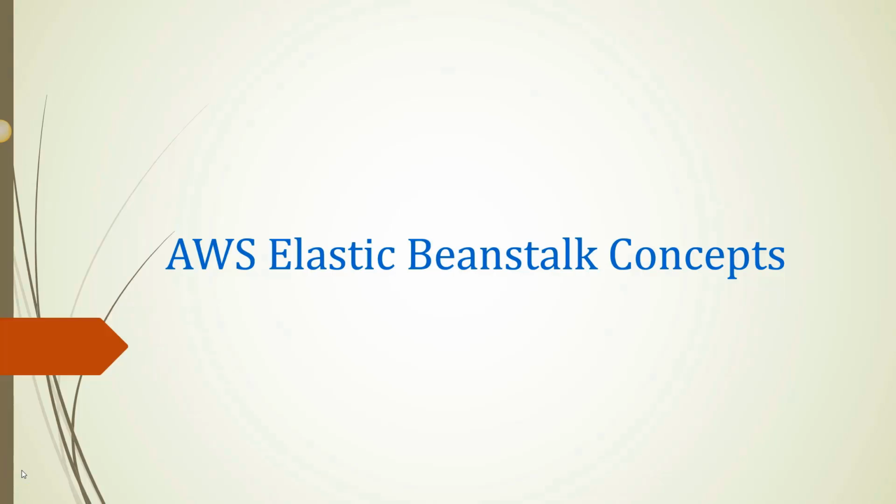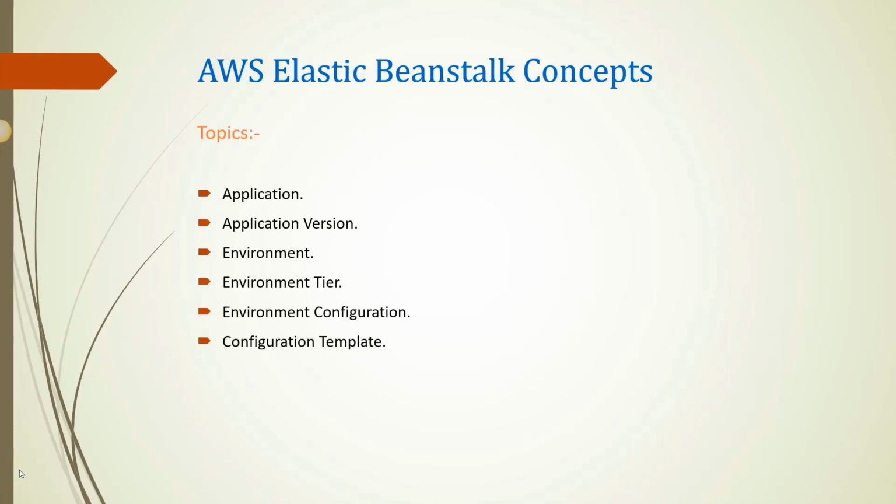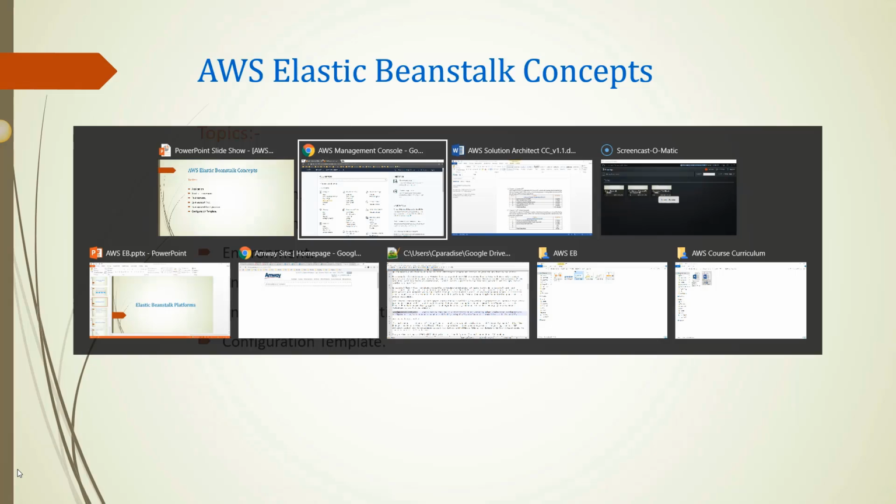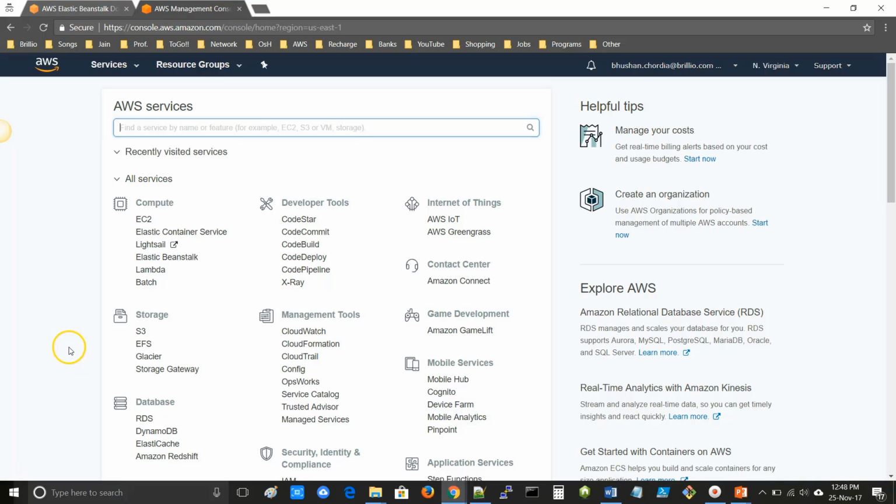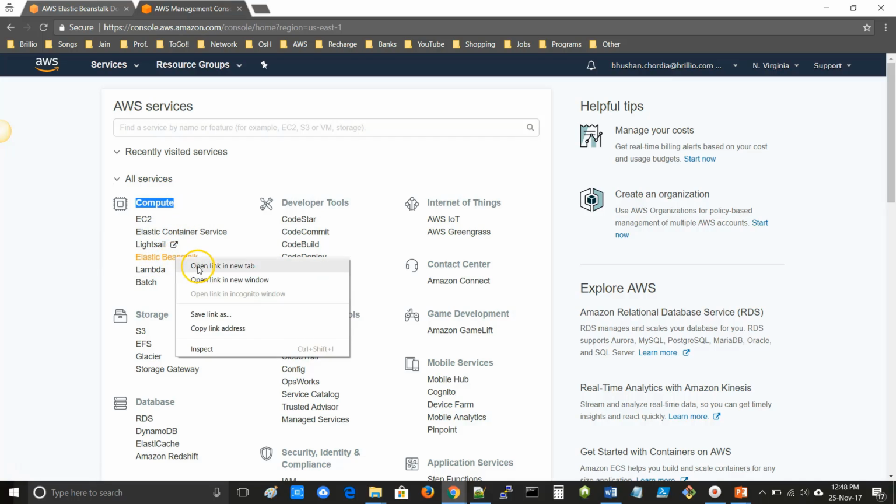Now let's talk about Elastic Beanstalk concepts. So here the topics are application, application version, environment, environment tier, environment configuration, and configuration template. Now I will show you all the topics practically on the AWS Management Console. So open the AWS Management Console. Here you can see that the AWS services are divided into different categories. In the compute section, you can see Elastic Beanstalk. So open Elastic Beanstalk.